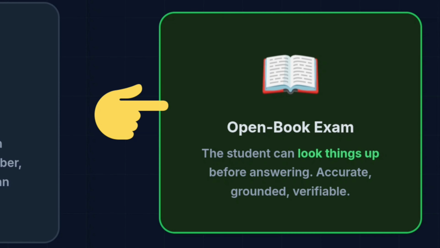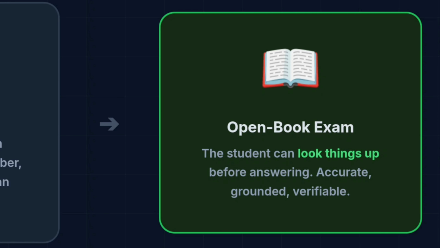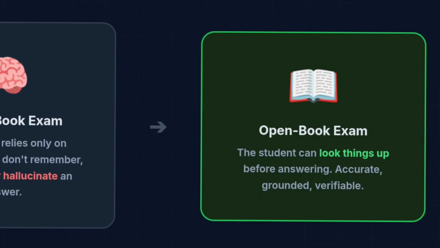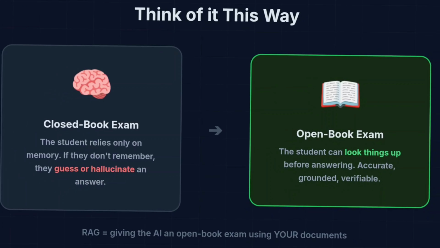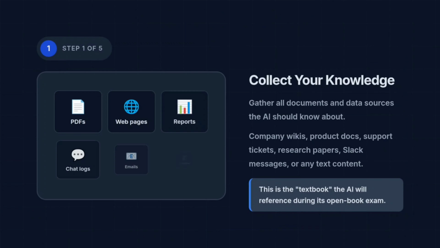On the other hand, the second student is given an open book exam. They can look things up before answering. They pull out the right page, read it and give an accurate, verified answer. RAG is giving the AI an open book exam using your document as a textbook, and that's it. That's the core idea. Now let's break down exactly how it works step by step.